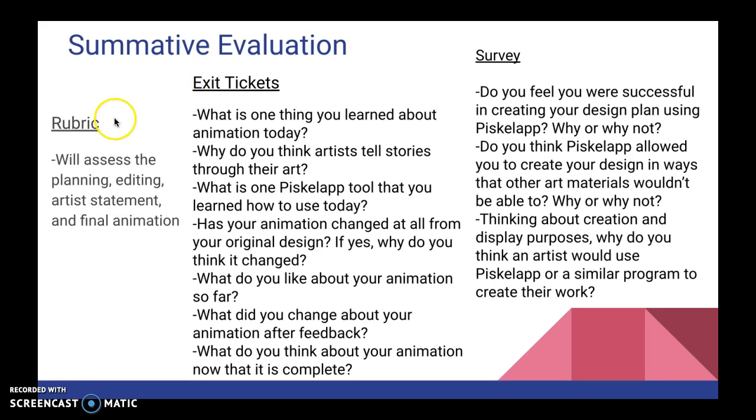So the evaluation of the unit, they will have their main rubric, which will be posted on the Google Classroom site, and this will assess their planning, their editing, their artist statement, and their final animation based on the objectives. Each day will also have exit tickets after the lesson. So there's 7 main days, so 7 exit tickets. Questions like, what is one thing you learned today about animation? So that's starting the unit.